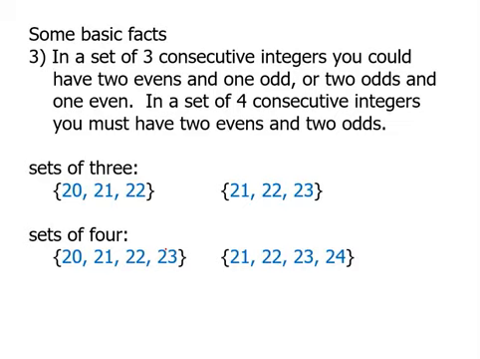Sets of 4, notice that we have to get 2 evens, 2 odds, and notice because it's a set of 4, at least one of them has to be divisible by 4. So in the first set, 20 is divisible by 4. In the second set, 24 is divisible by 4. Because it's a set of 4, at least one number has to be divisible by 4.